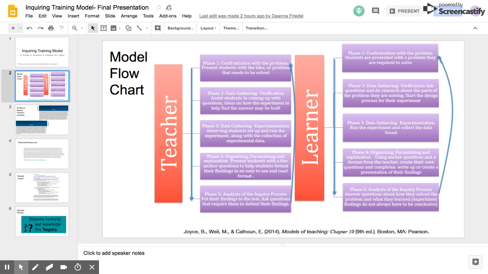The big idea with the Inquiry training model is that students begin to learn how to tackle a problem, question it, investigate and experiment with it, and generate conclusions on their own. As educators, we are simply facilitating and guiding our students through this process in order to help them organize their thoughts and ideas.